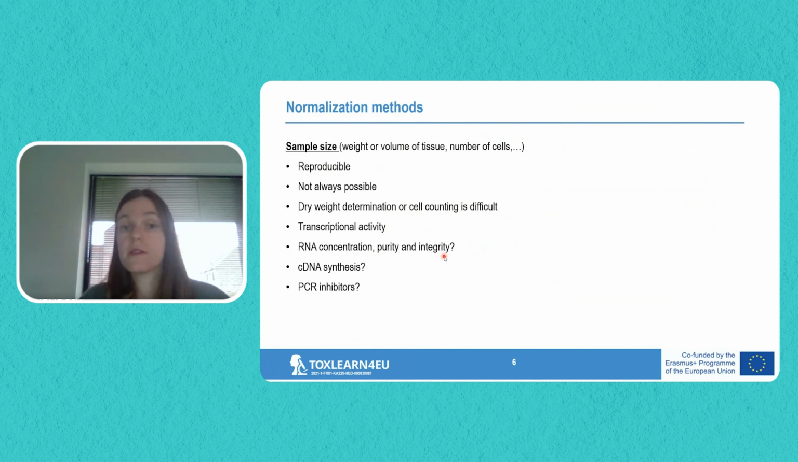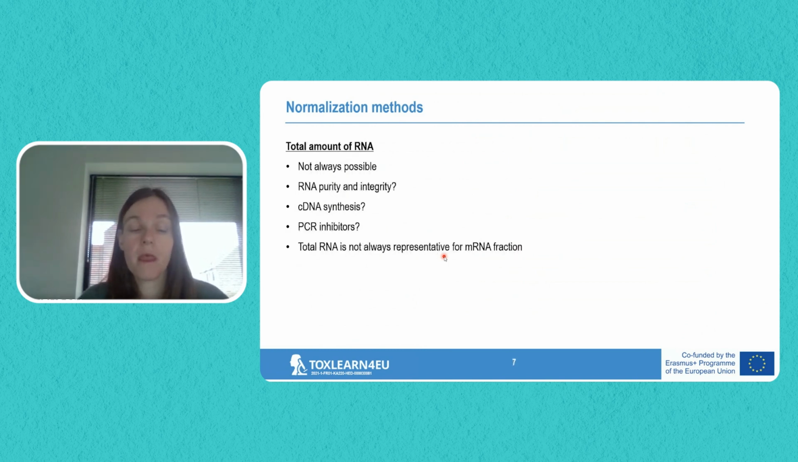It also does not take into account that the efficiency of cDNA synthesis might differ between samples, and also the presence of PCR inhibitors is not taken into account. So in conclusion, this is an unreliable method for data normalization.